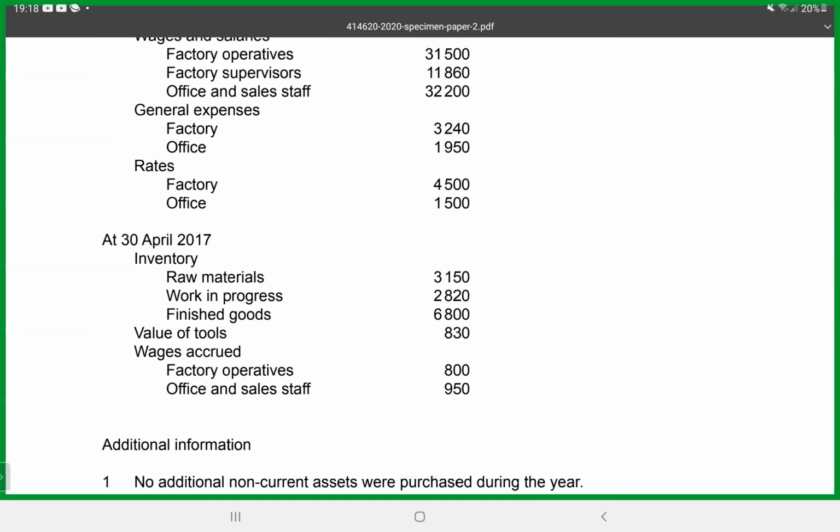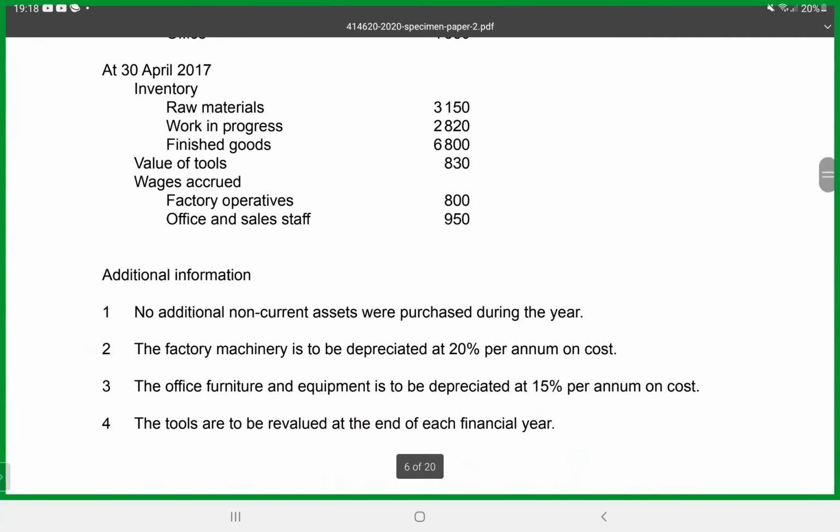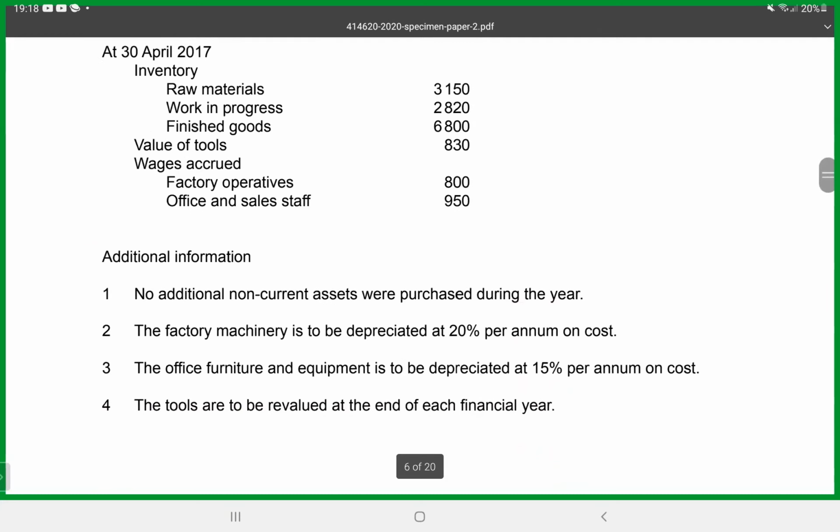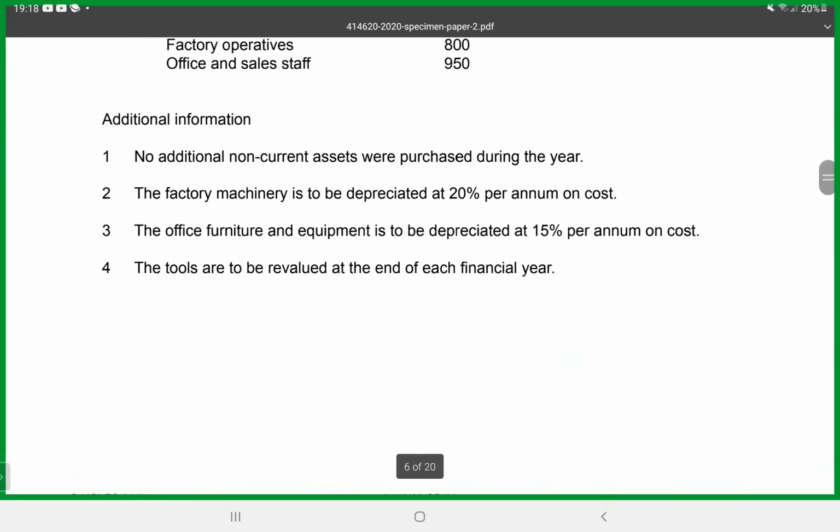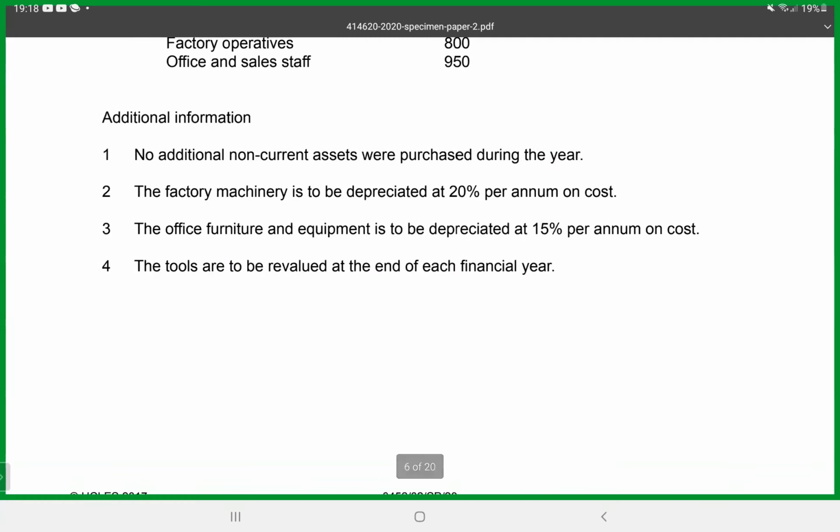Then you're told that at the end of the period in question, April 2017, the inventory of raw materials was 3,150. Work in progress was given as 2,820, and you had the inventory of finished goods, and the value of the tools had been given as 830. There were accrued wages on the factory operatives and of the office sales staff. There was also additional information that, number one, no additional non-current assets were purchased during the period.